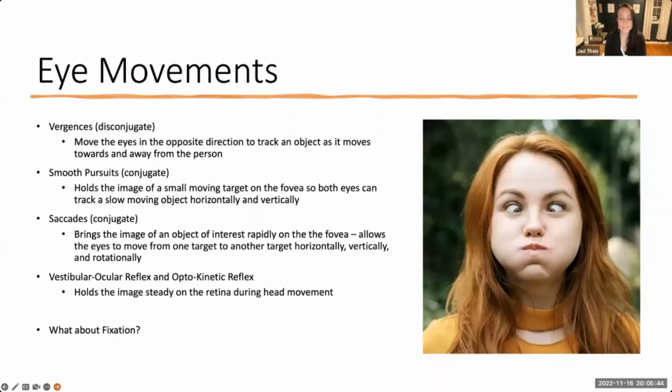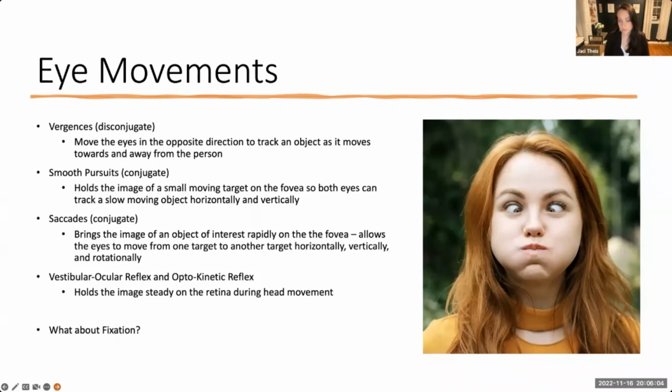And so we have different types of eye movements to do this. So in order to precisely put our fovea on the object of interest, we have to be able to do vergences. Vergences are disconjugate eye movements. So disconjugate means that the eyes are moving in opposite directions of each other. And so obviously we use this to track objects as they move towards and away from us.